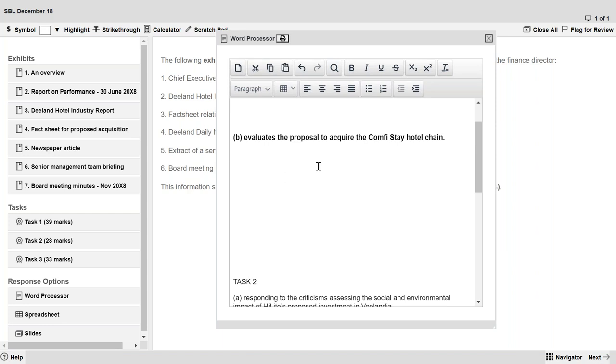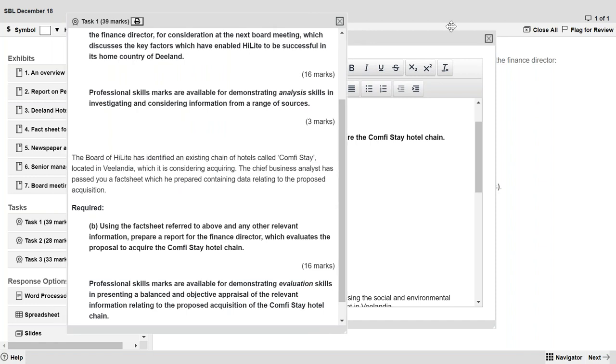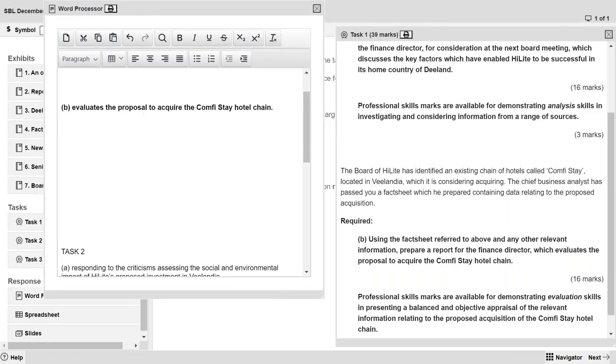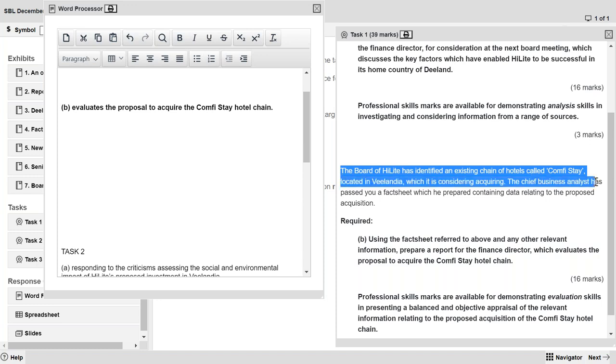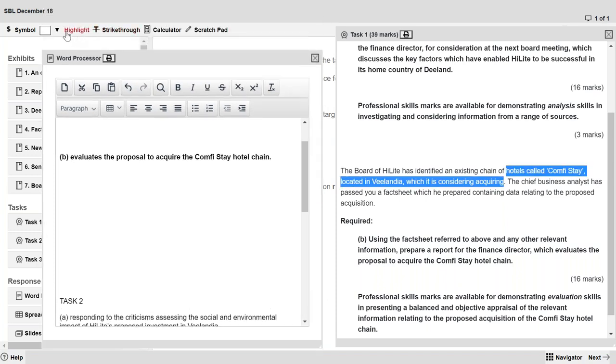So now, before starting this question, I would open the requirements again. And let me read. Now I will read. The Board of Highlight has identified an existing chain of hotels called Comfy Stay located in Villandia, which it is considering acquiring. So I think this is a good information. It tells me the name of the hotel and the location. So I will just go select my highlighter.